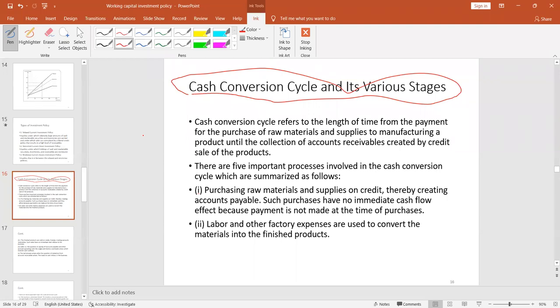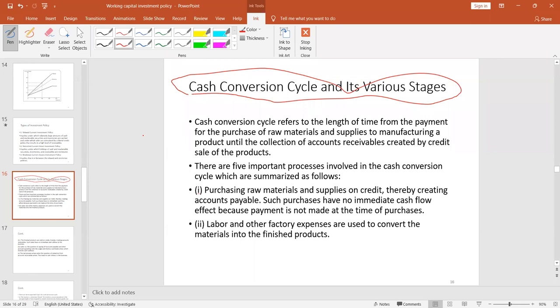Now we can check the textual presentation. What are these? There are five important processes involved in the cash conversion cycle, which are summarized as follows. And these are textual presentation. The first one, keep in your mind, purchasing raw materials and supplies on credit, what I have already mentioned, thereby creating accounts payable.